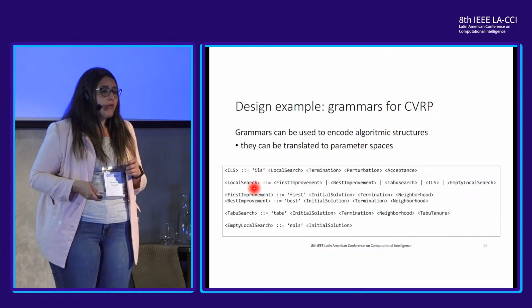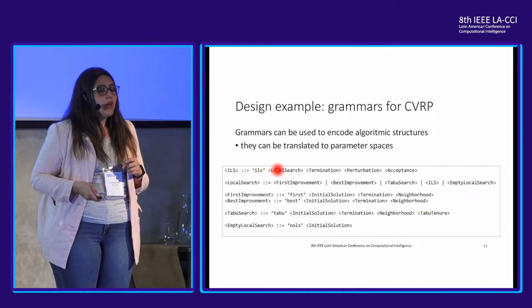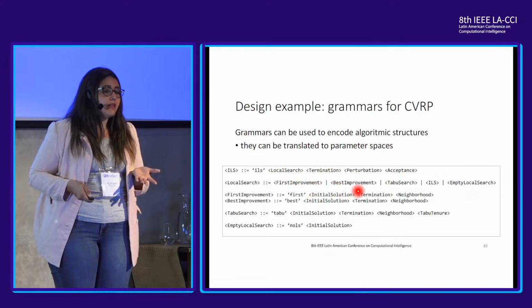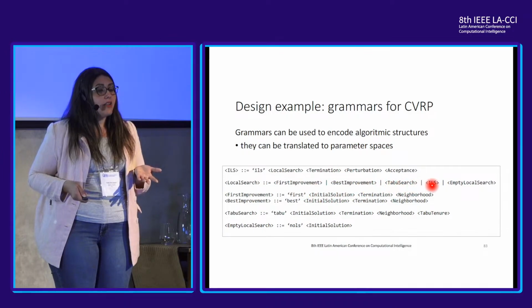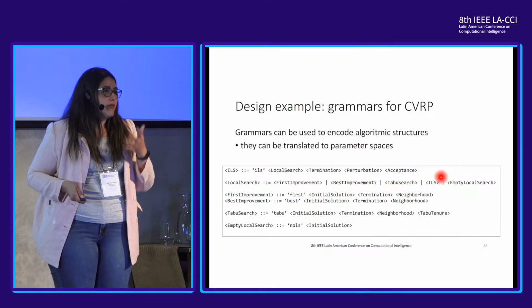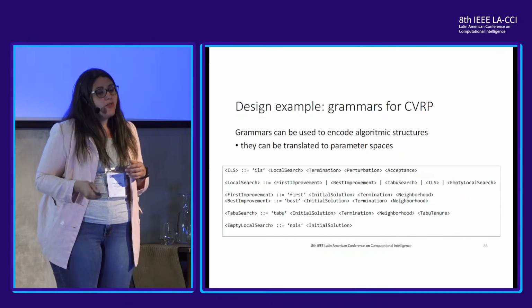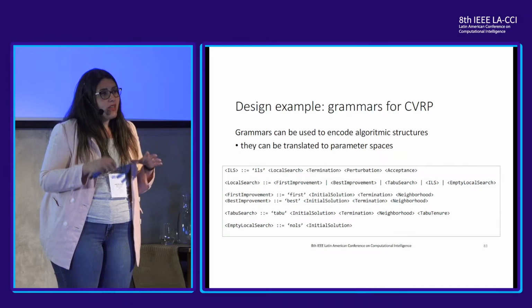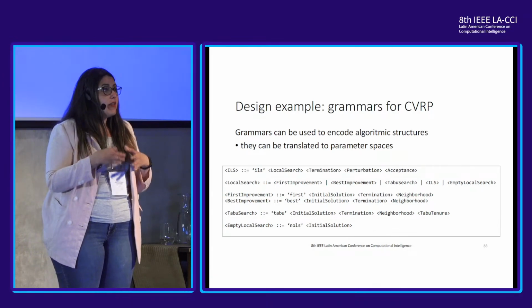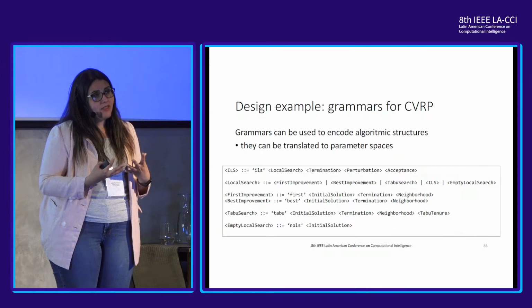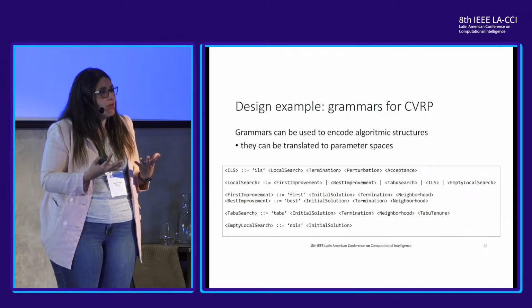So in this way, we can say, for example, an ILS will be a local search, a termination criteria, a perturbation, and an acceptance criteria. And a local search will be, for example, either a first improvement, a best improvement, a taboo search, another ILS, or an empty local search, for example. Which means that we can start nesting algorithms. And we can search now not only parameter settings, but also algorithmic structure. We can create new algorithms, basically.